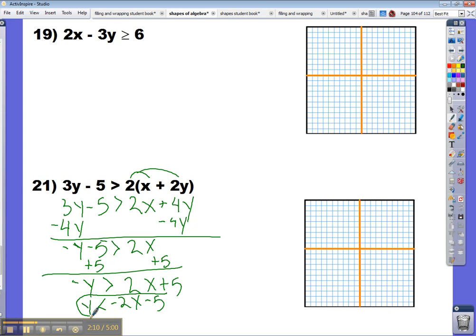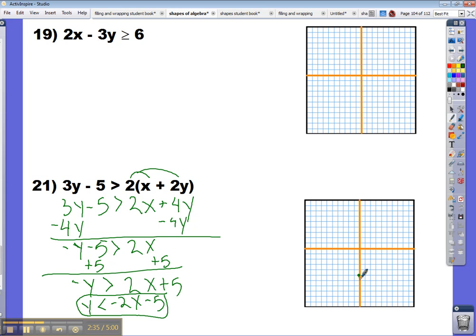So I'm going to have to graph this inequality. Well, luckily it's in y equals mx plus b form. What is the y-intercept? Well, the y-intercept is negative 5. So I'll go to my graph and I'll put a dot at y equals negative 5. 1, 2, 3, 4, 5. So 0 comma negative 5 is right there.